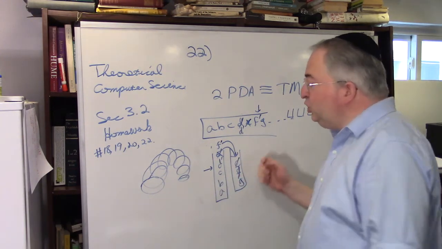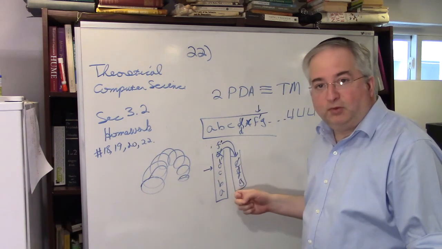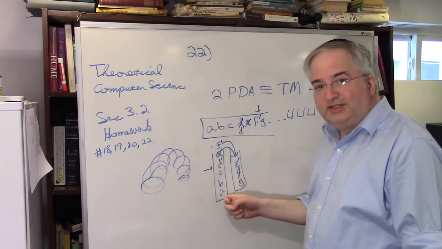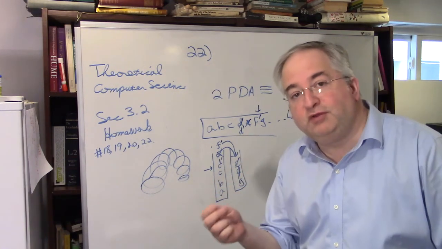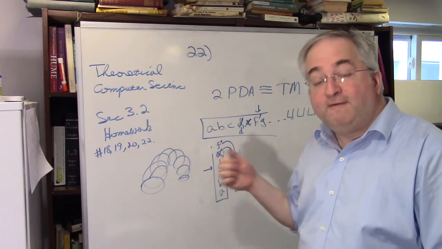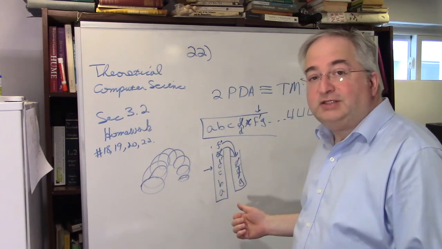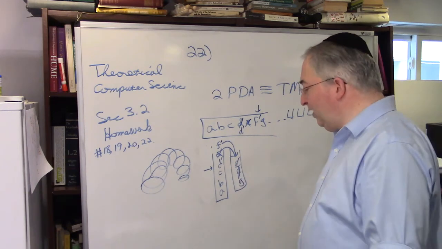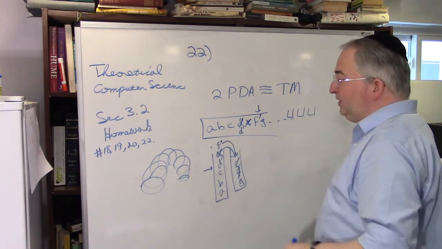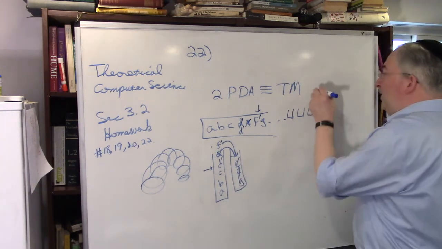The point is, you have random access memory here. You can go to any place on the tape. You're not going to lose information when you pop off the first stack because you're going to put it on the second stack. And so you have total information and whatever can be done there. Okay, great.